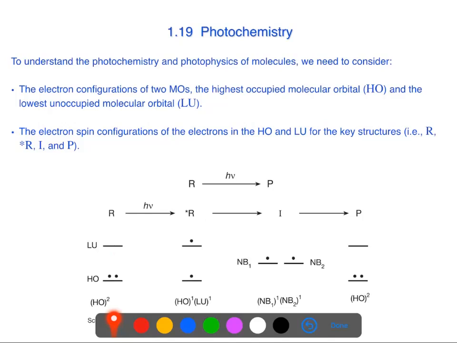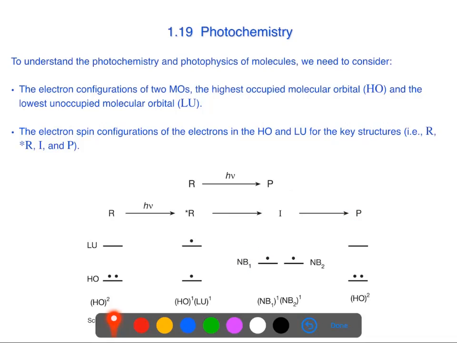So we end up with this intermediate state, R star, in which the HO level is half filled and the LU level is also half filled with a single electron each. And from these electronically excited states, we can form intermediates which are diradical in nature. And it's these diradicals that can result in products.